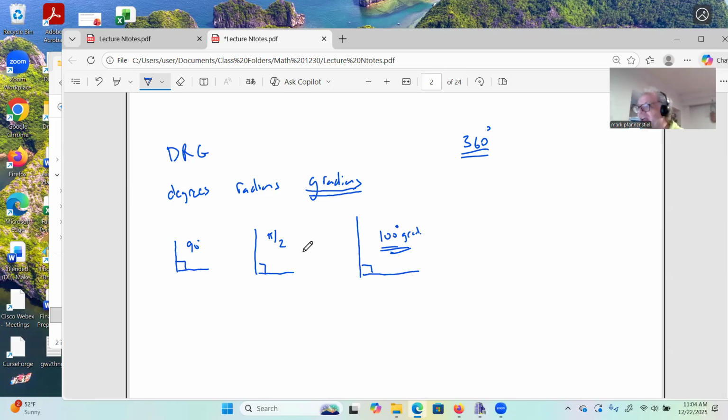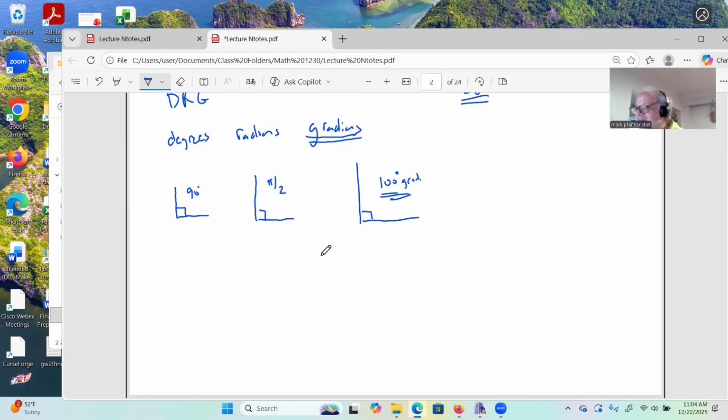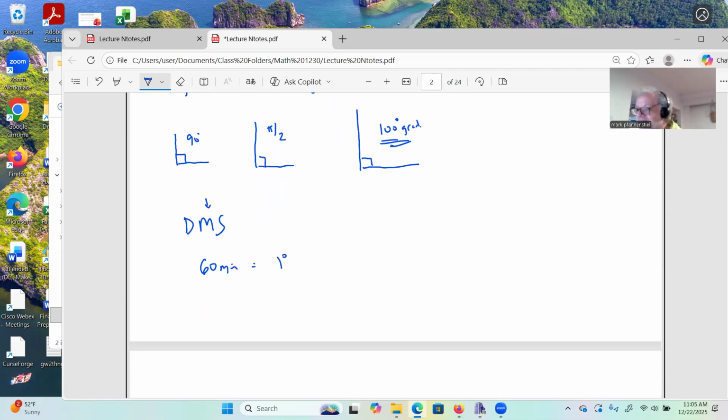The other thing that we deal with is that we use degrees, minutes, seconds. A lot of times if you have a measure of an angle and you've got partial degrees, they're going to convert them to minutes. And the conversion factor is, well, how many minutes are in an hour? There are 60 minutes in 1 degree. How many seconds are in a minute? There are 60 seconds in a minute.